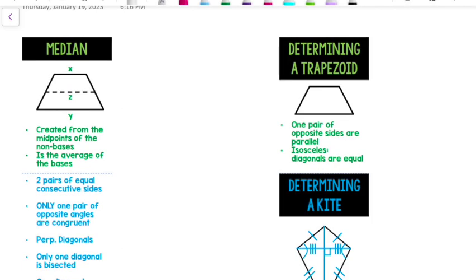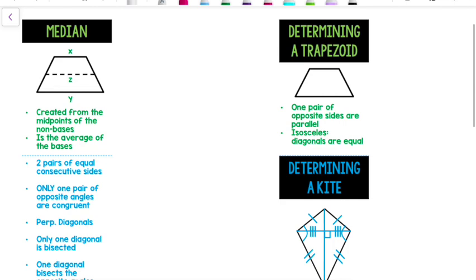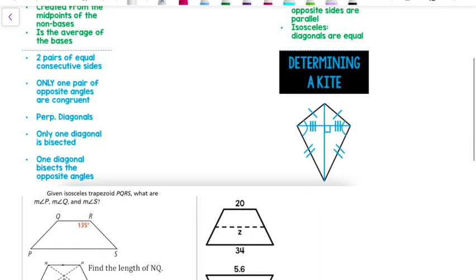Welcome back to 6-2. On the last slide, you should have written all of this down. If you did not, make sure to go back and get that written down so you can always refer back to it. These are things that are going to help us to know about trapezoids and kites.